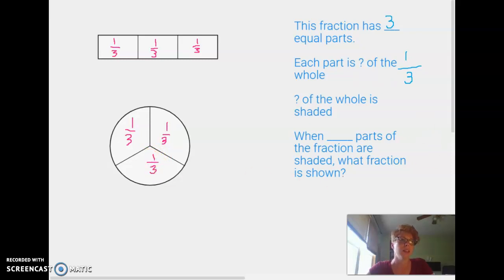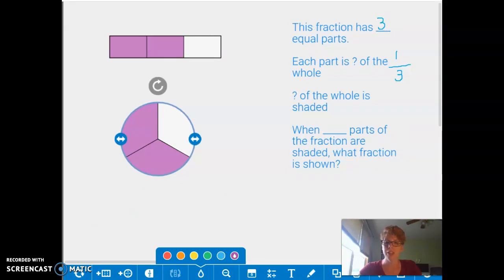So next statement or question. How much of the whole is shaded? Now I have not shaded anything in yet. Okay. I'm going to pause my video, erase some things, and shade in these fractions for us. All right, I went ahead and I shaded in parts of our fraction. How much did I shade in? How many pieces of each fraction? 2. I shaded in 2 pieces.